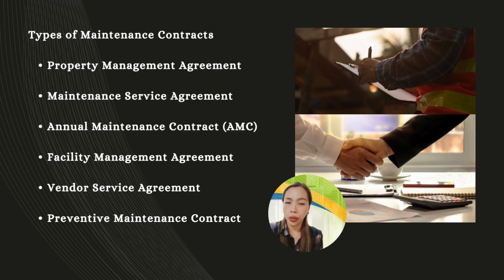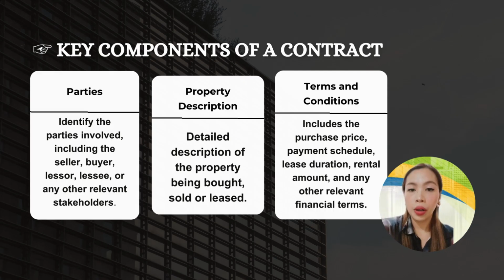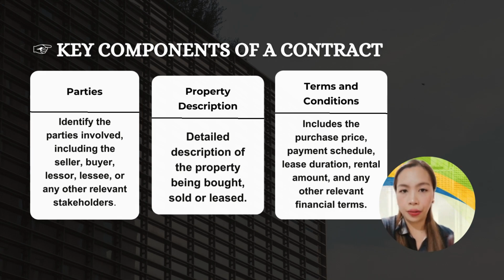It's essential to carefully review and negotiate the terms of contracts to meet the specific needs of the property and the parties involved. We also have the key components of a contract. Parties: this identifies the parties involved, including the lessor, the buyer, the lessee, or relevant stakeholders. Property description: this is a detailed description of the property being bought, sold, leased, or otherwise transferred, including its location, boundaries, and pertinent details regarding improvements or fixtures.